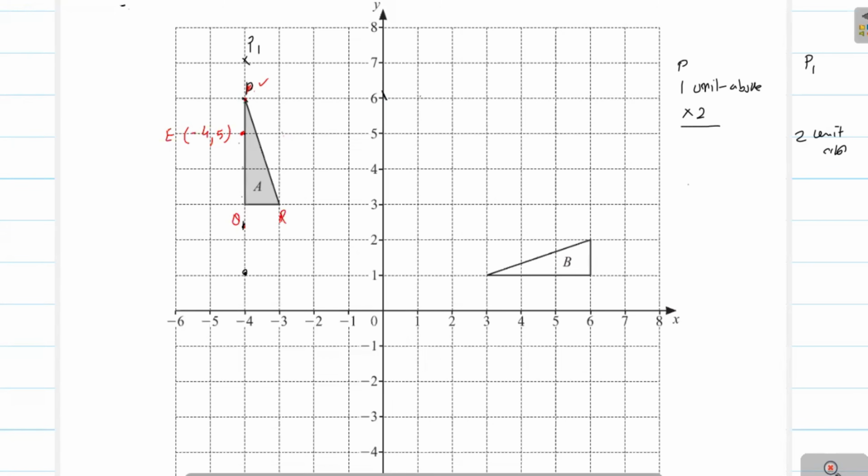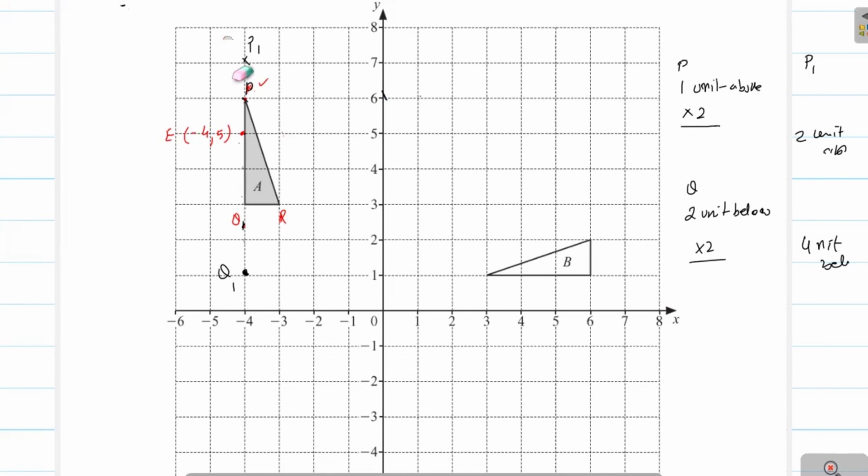Next, you see here the point Q. You see here the point Q from the center of enlargement is 2 unit below. Therefore, we multiply by the scale factor of the enlarged figure, which is 2. We multiply by 2, we get 4. Now 4 unit below, we mark the point here. This is 4 unit below, 1, 2, 3, and 4. We name it as Q1.